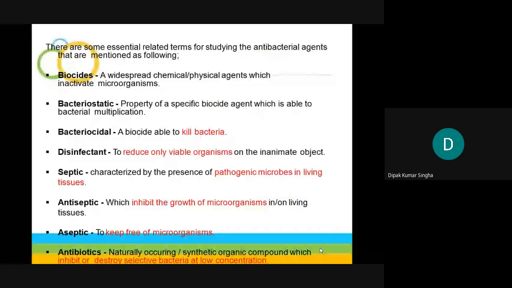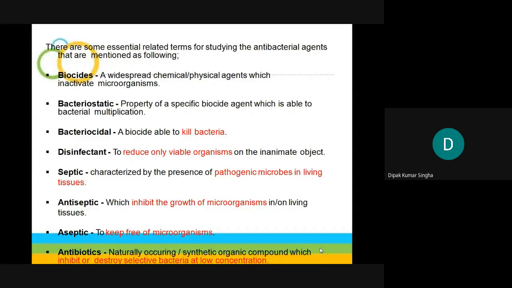Disinfectant, inanimate object. What is the difference between the bactericidal and bacteriostatic? But disinfectant is the chemical which is generally used on inanimate objects. Suppose the operation table and the room, aseptic rooms, these inanimate, non-living objects can be sterilized by the disinfectant. If you use the disinfectant on living things, there is a problem, it will be toxic, it has a corrosive action. So that's why disinfectant is used only on inanimate objects.